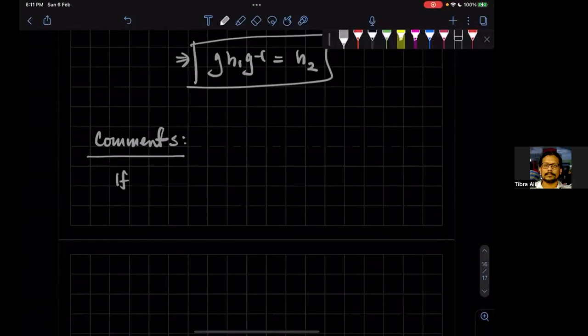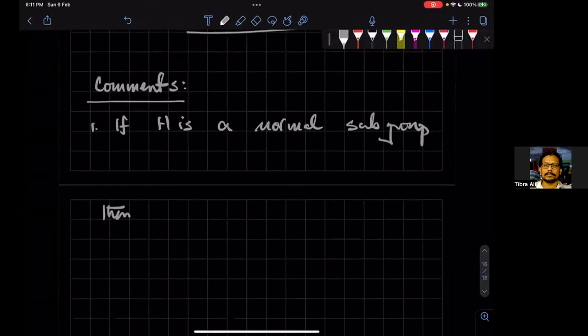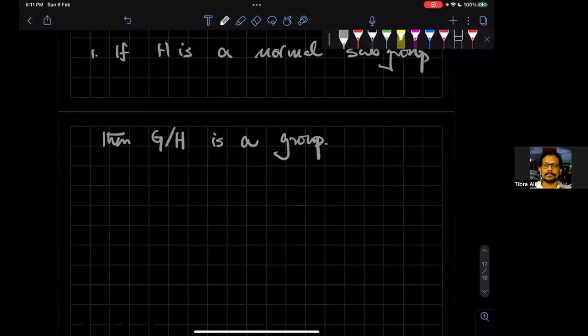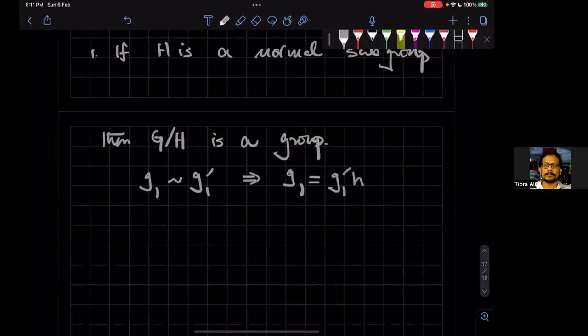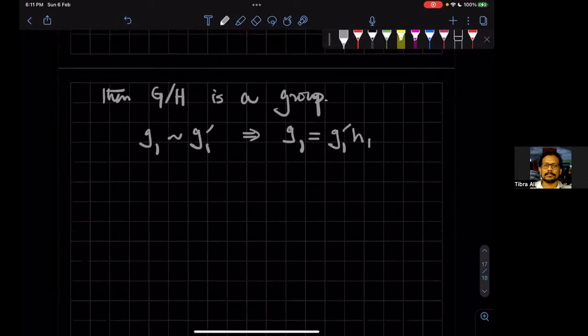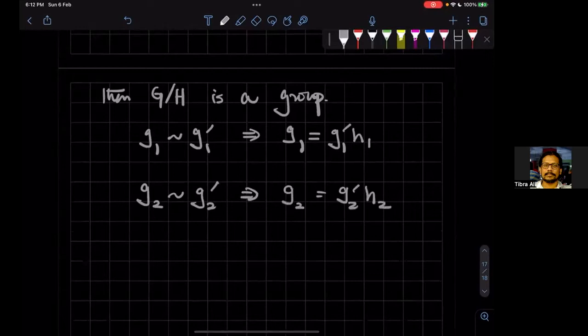if H is a normal subgroup, then G over H, the coset space, is a group. Okay. And how does this work? So if, for example, say g1 and g1 prime are in the same coset, that means that we can write g1 as g1 prime H1. And suppose that g2 is equivalent to g2 prime, that they're in the same coset, then g2 is equal to g2 prime H2. They don't have to be in the same coset.